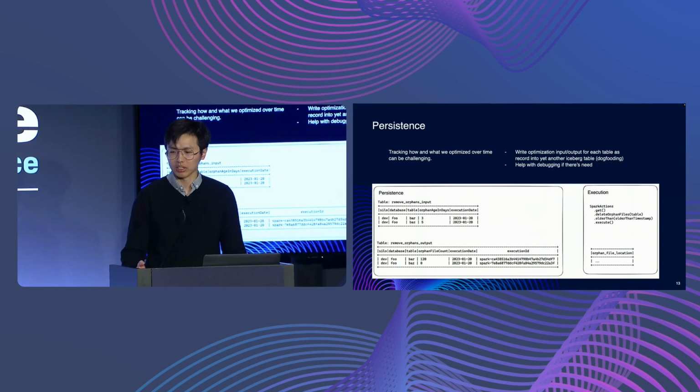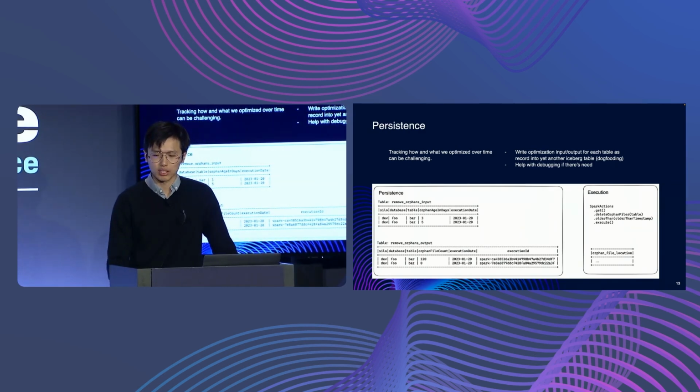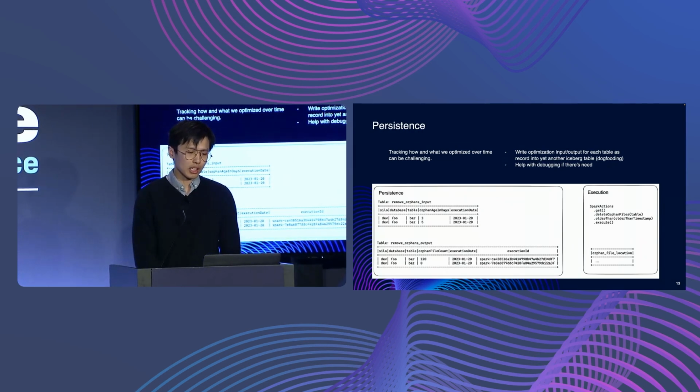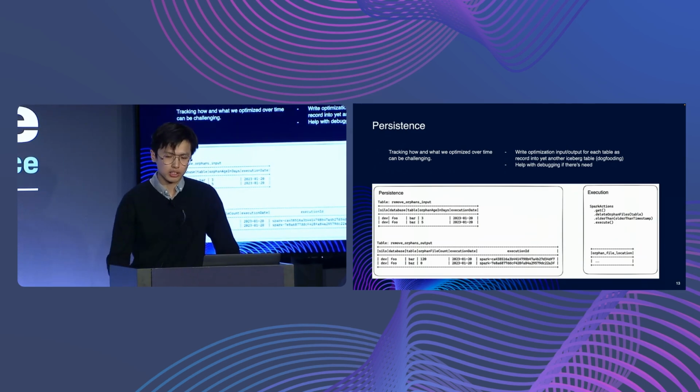We can see the Spark actions on the right-hand side, which probably need a table identifier and an older-than timestamp to execute. And on the left-hand side, we model this input and output into the corresponding tables so that we can write the number of orphan files removed and Spark application IDs into our own tables. Using Iceberg to store our own internal data sets, we can easily debug if there are particular job failures, or we can see the aggregate trends of our optimization over time. And the best part is we can learn from our histories to decide what kind of optimization we should prioritize in the future.